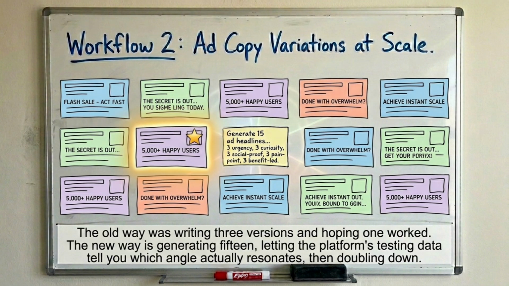The old way was writing 3 versions and hoping one worked. The new way is generating 15, letting the platform's testing data tell you which angle actually resonates, then doubling down on that angle for future campaigns. This single workflow alone can save hours per campaign launch.